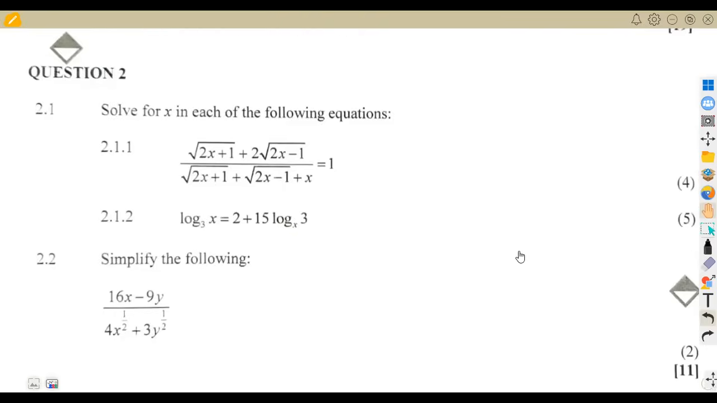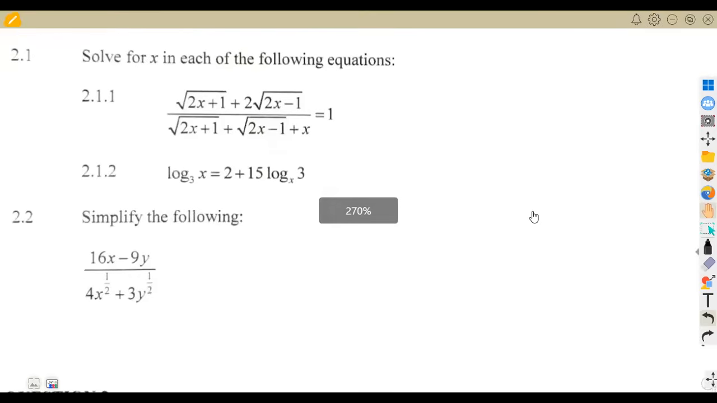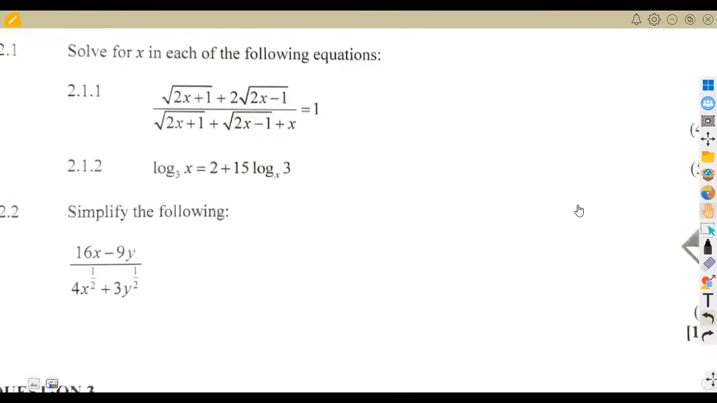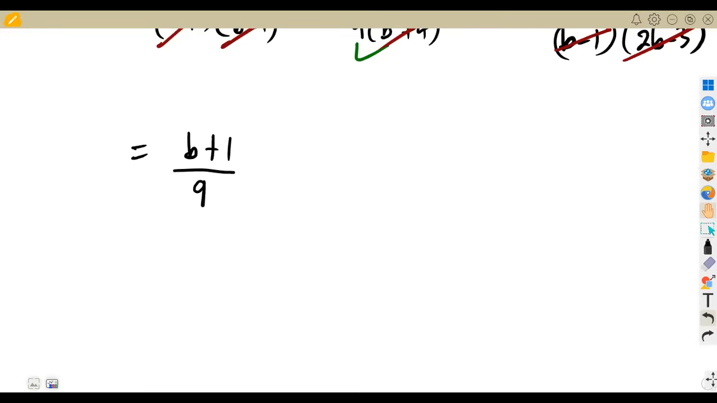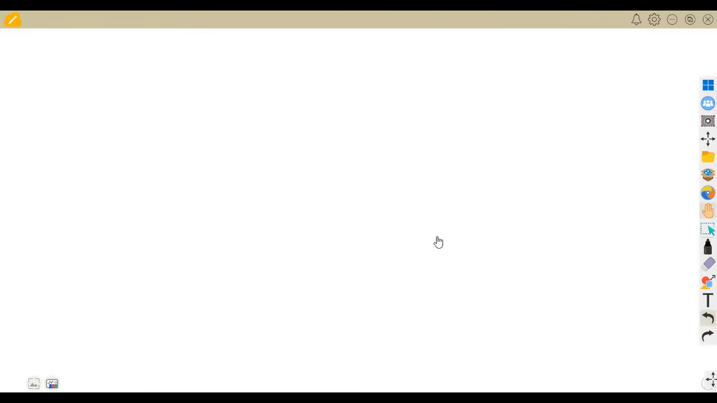But let's talk. Let's see. Solve the following equations. 4 marks for the first one. What was the tricky part of this equation? Okay, let's see our equation. I'm just going to rewrite our equation here, so that we see how we're supposed to attempt this. So this is question 2.1. We were asked to solve the equation.